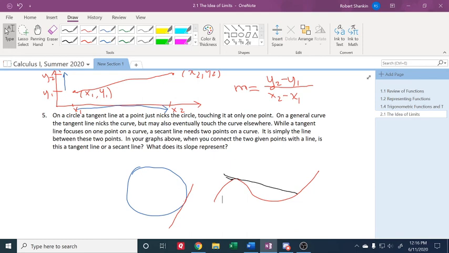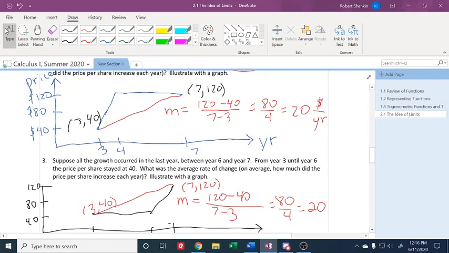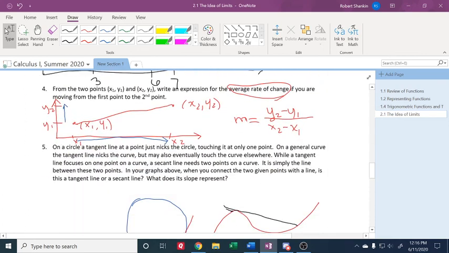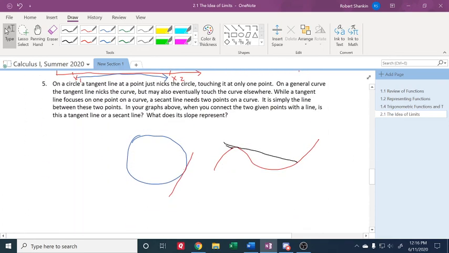Now, when we say represent, we kind of mean, what does it mean in terms of stock prices? The average rate of change. That's right. All right. So we have a secant line, and this is, once again, the average rate of change.